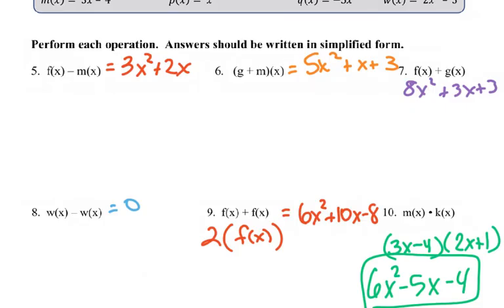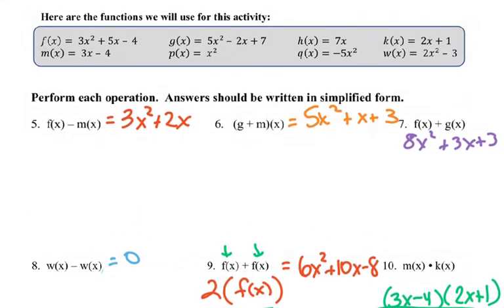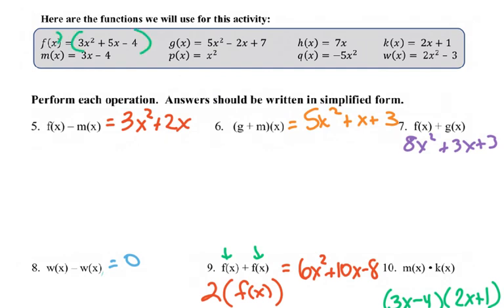Okay, I've got the answers written down to 7 through 10. A couple of things that I want you to notice. Number 8, you're taking something and taking away itself. No matter what your numbers are, if you take the exact same thing away, you're going to have 0. On number 9, I want to point out that if you have f of x plus f of x, you really have 2 times f of x. So if you think about it like that, all you're doing is you're taking f of x and multiplying by 2. And you know how to do that pretty easily without really writing anything down.